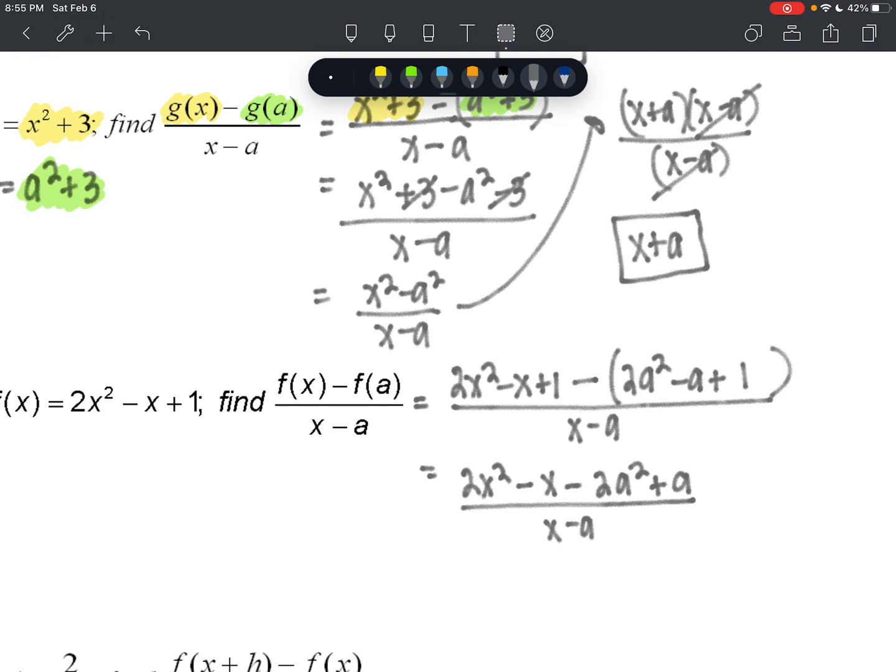Let's see what we got here. We've got 2x squared minus x minus 2a squared plus a. This one's going to be an interesting one to factor. So we've got a challenge here. Let's rearrange this a little bit.